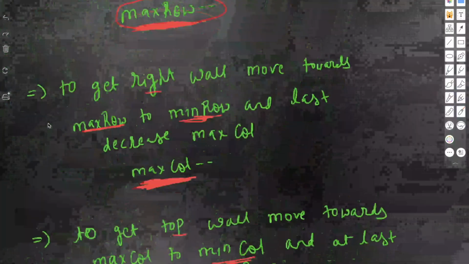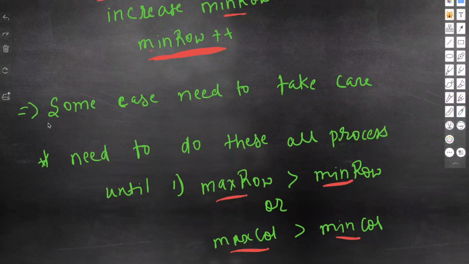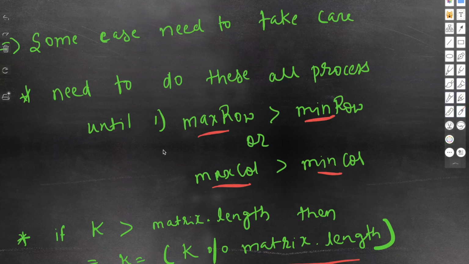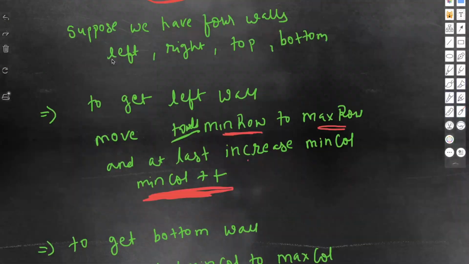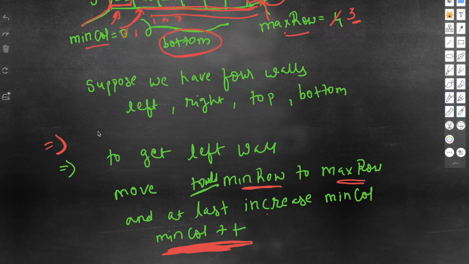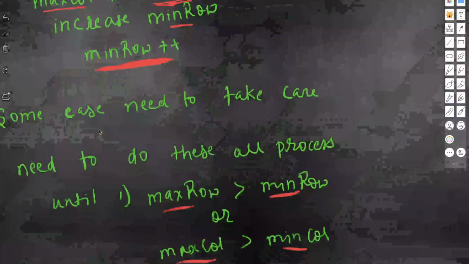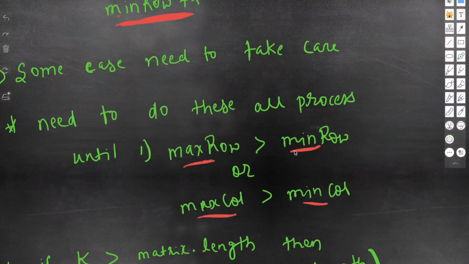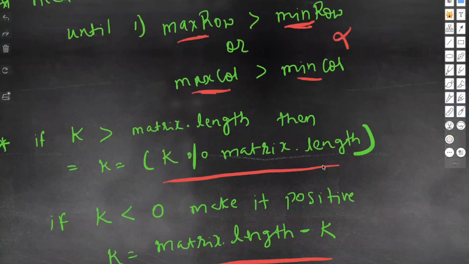Okay, fine. Now some basic cases we need to take care of, else in LeetCode it won't pass. For example, I got an index out of bound error. When you are doing this traversal, you have to do this iteration until max row is greater than min row, or max column is greater than min column. If any of these conditions fail, we don't have to perform the operation. That means we have completed rotation for all the cells.